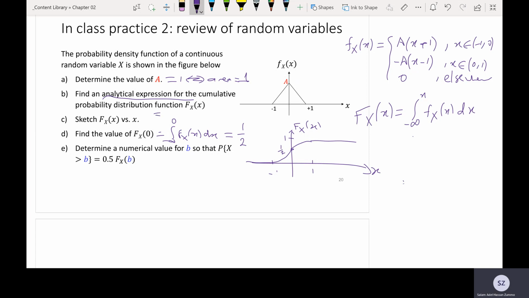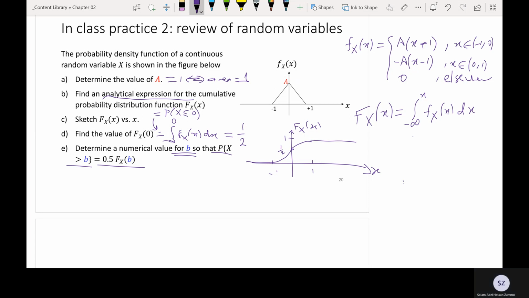What did we say here? This is equal to what? The probability that X is less than or equal to 0, right? So just to complete the question: the PDF is symmetric around 0, so the probability that X is less than 0 is half. Now, determine the numerical value of b such that the probability that X is larger than b equals half of F_X(b).